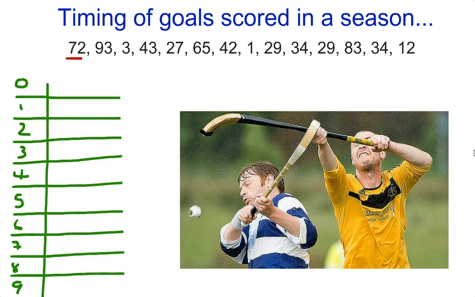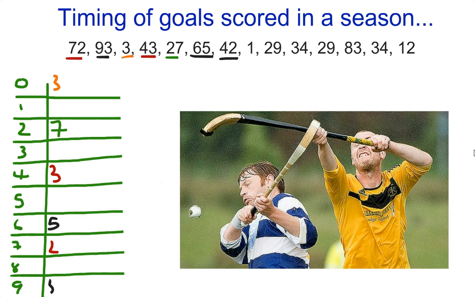So 72 is 72. 93 becomes 93. 3, well, that doesn't have any 10s, so that goes just there. And then here we have 43, so 4 and 3. Then we have 27, so 2 and 7, 27. Feel like a bingo caller here. 65 is a 6 and a 5.